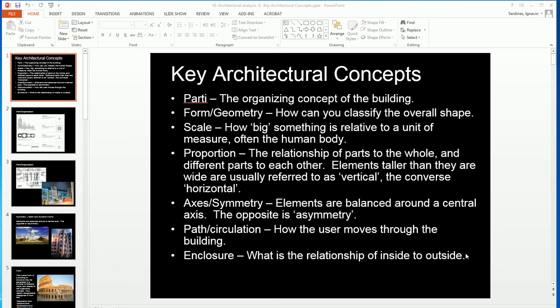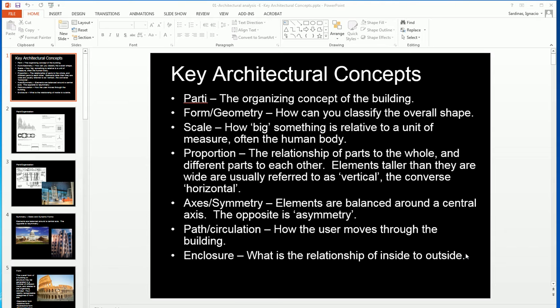No problem? Do I need to darken the lights or anything? No? Okay. So there's a variety of different things that you guys got to think about that will create a frame of reference. It will create a framework for you to analyze the buildings that you're looking at. Okay, so one of those things is partie, and partie is a French word, right? And what it means is an organizing idea for the building. Okay, it's the big idea for the building.